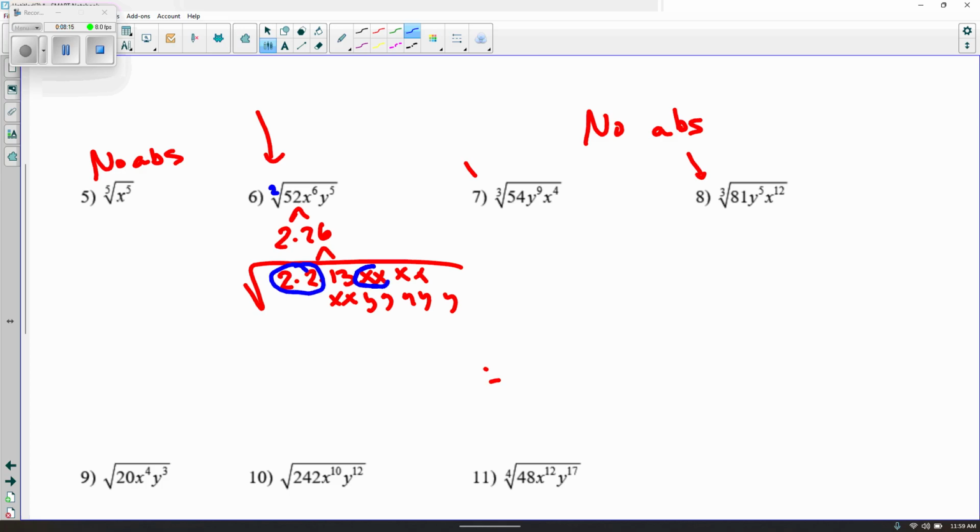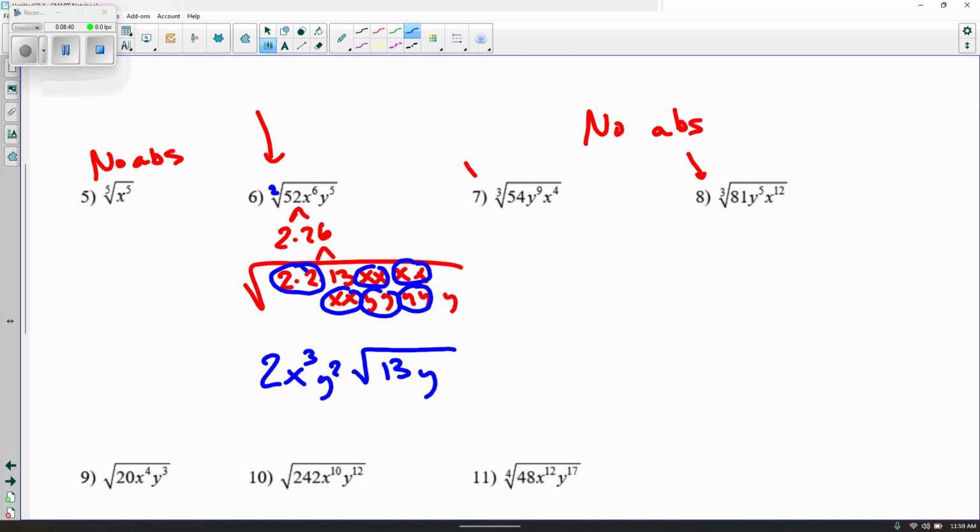Now, some of you guys may not do it this way, and that is fine. I will probably do it a lot like this. Because now I know these are all going to go out front. There's 3 of my x's and there are 2 y's. Then I draw my square root symbol, and what's not circled stays underneath.